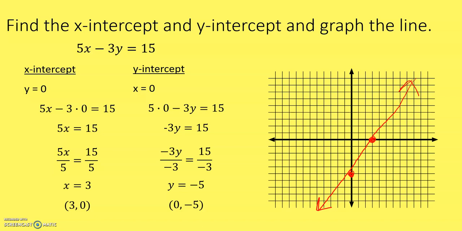You can see that our ordered pairs came out nicely as integers because look at the 5 and the 3, the coefficients of the x and the y, and the constant term of 15. We can see that 5 and 3 divide evenly into 15. 5 and 3 are factors of 15.